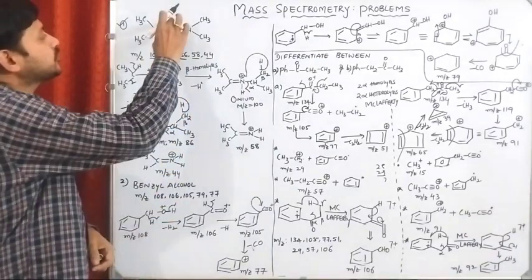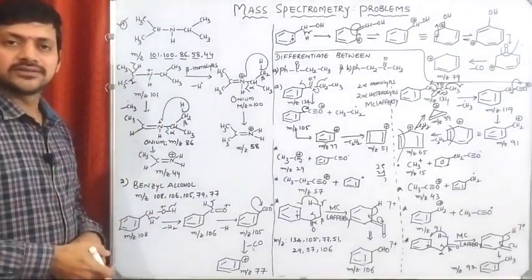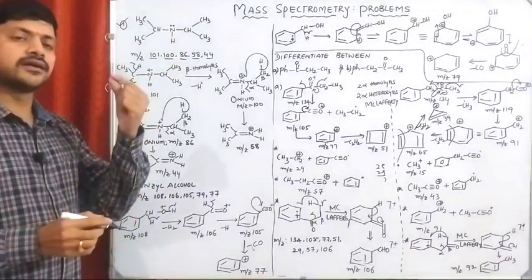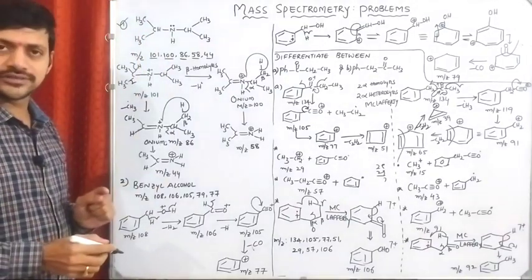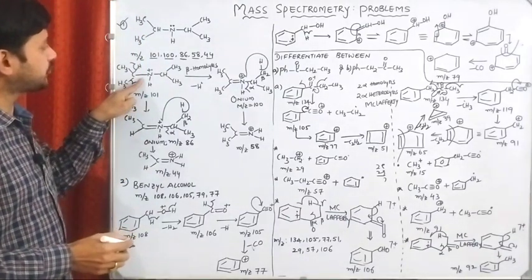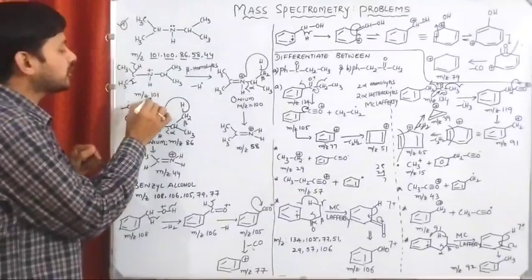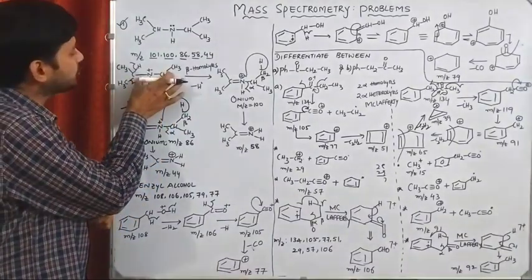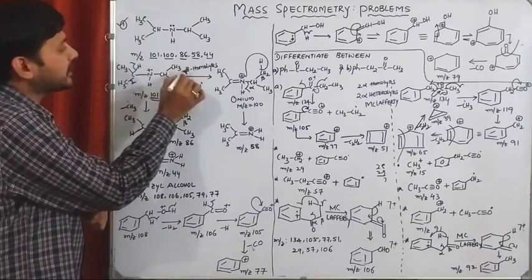We know that in the case of amines, we have a lone pair of electrons on the nitrogen atom. Simply removal of a single electron produces what? Molecular ion. The molecular ion m/z is 101. So initially what are we doing? We are doing beta homolysis.